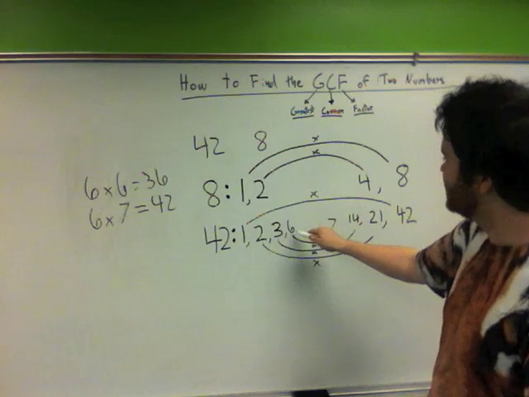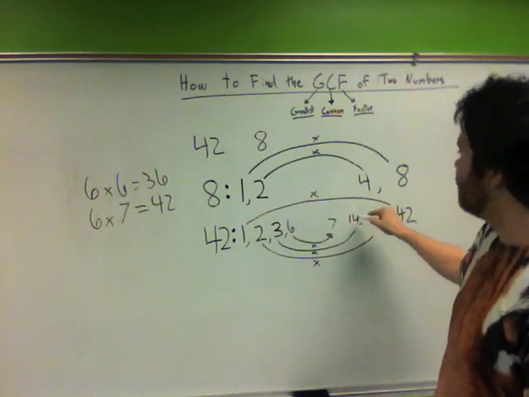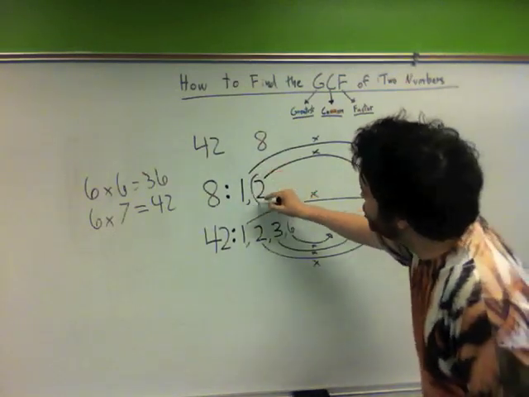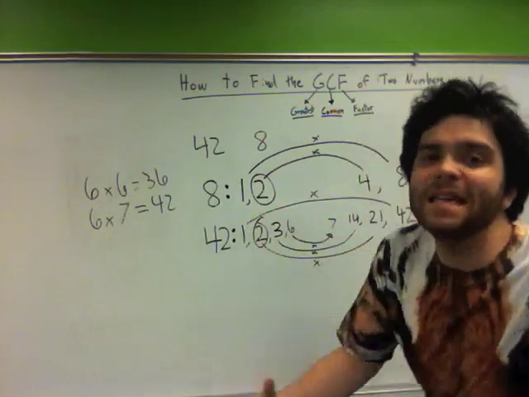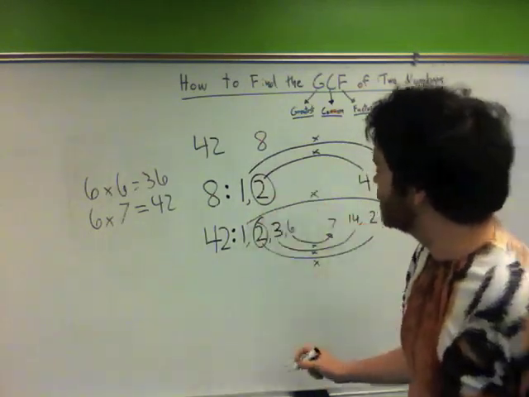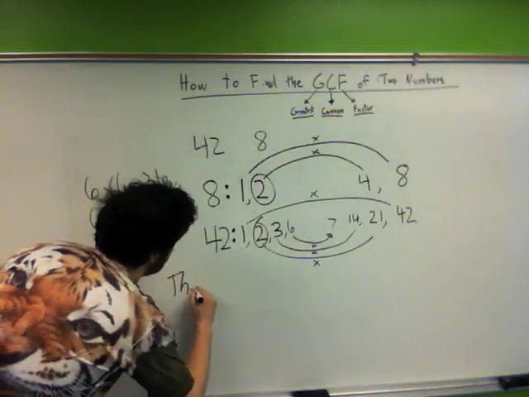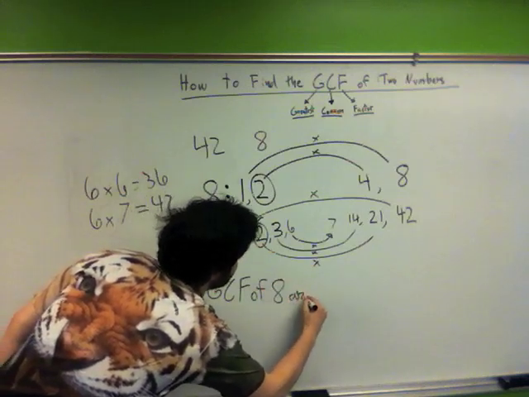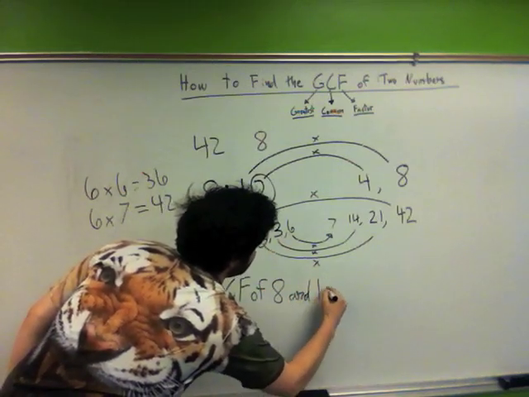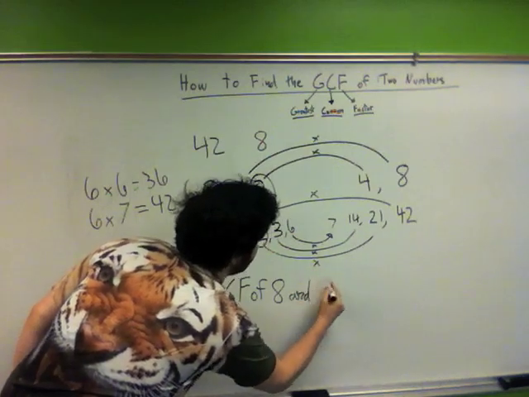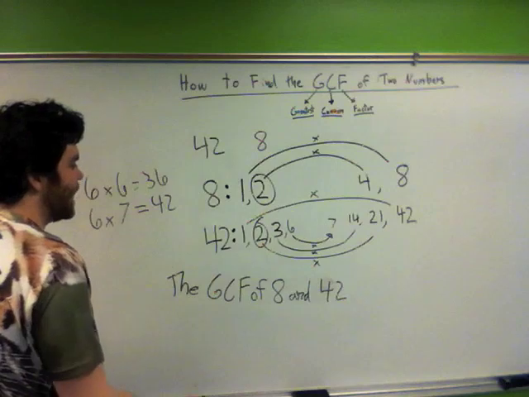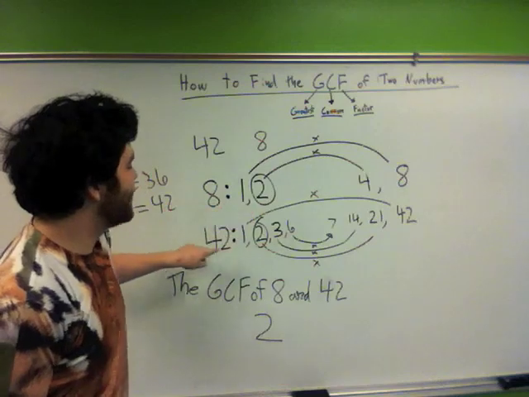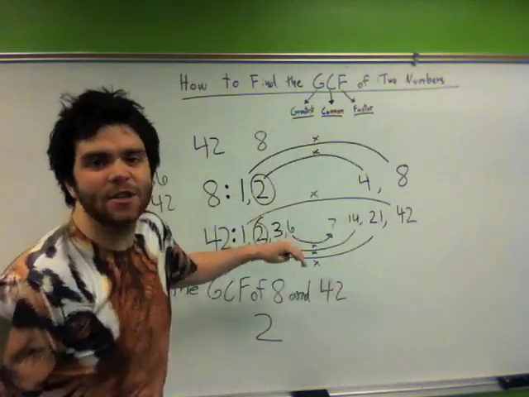3, well, 8 doesn't have 3. 6, well, 8 doesn't have 6. 7, 8 doesn't have 7. 14, 8 doesn't have 14. 21, 8 doesn't have 21. 42, 8 doesn't, nope, it's got to be 2. 2 is the biggest factor that's in both of these lists. So the GCF of 8 and 42 has got to be 2. Why? Because 2 is a factor of 8, and 2 is a factor of 42, and it's the greatest factor that they share.